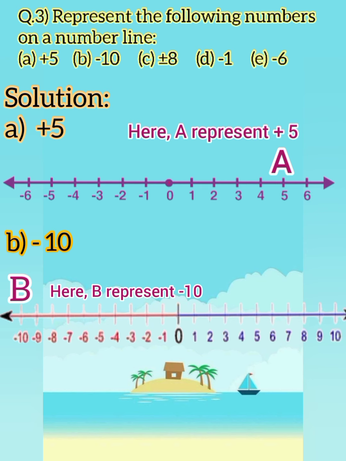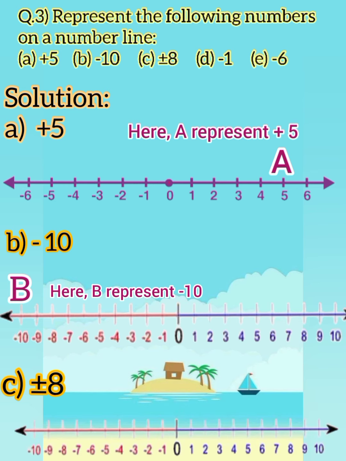Here, as you can see, plus minus 8. Here positive and negative 8 is given. So here what we can do, first we have to draw a number line, and on this number line we have to plot 10 positive points and 10 negative points. Positive points on right hand side, negative points on left hand side.